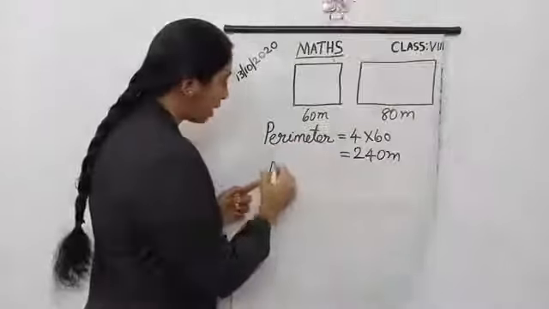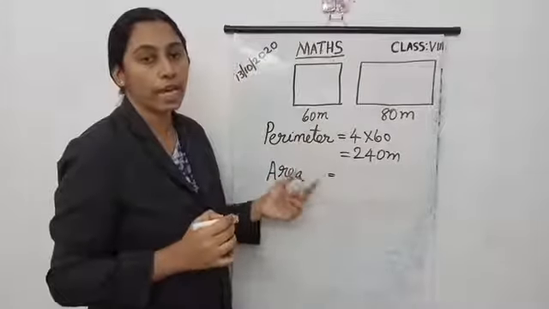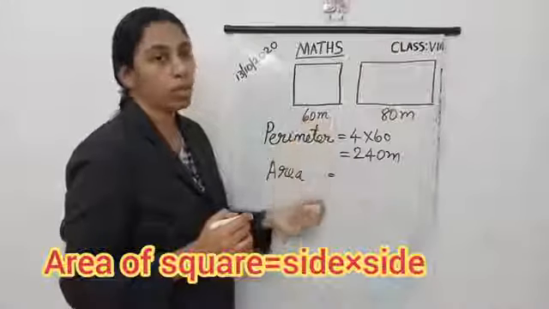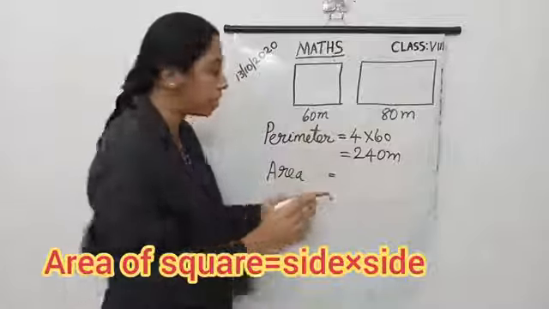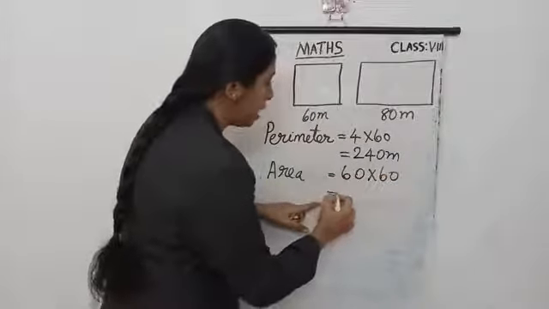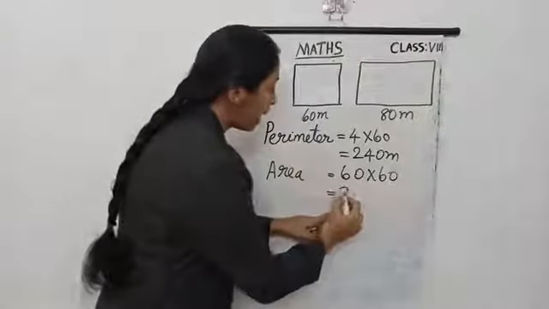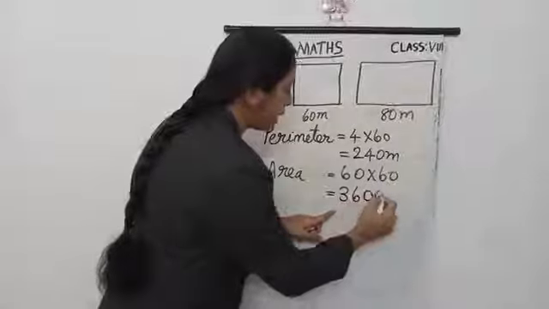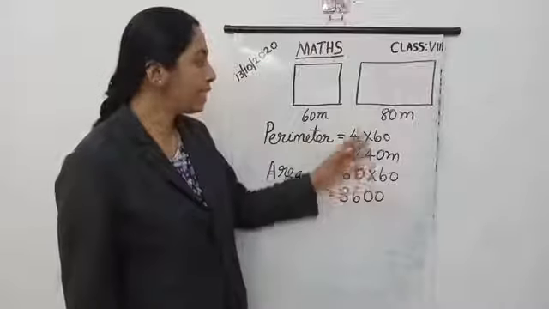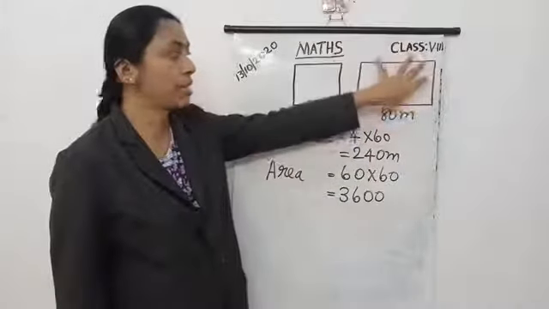Then area is equal to, what is the formula for finding area? Side into side. Here 60 meters, so 60 into 60. Now 6 sixes are 36. So the area is 3600. Next we need to find the area and perimeter of this rectangle.